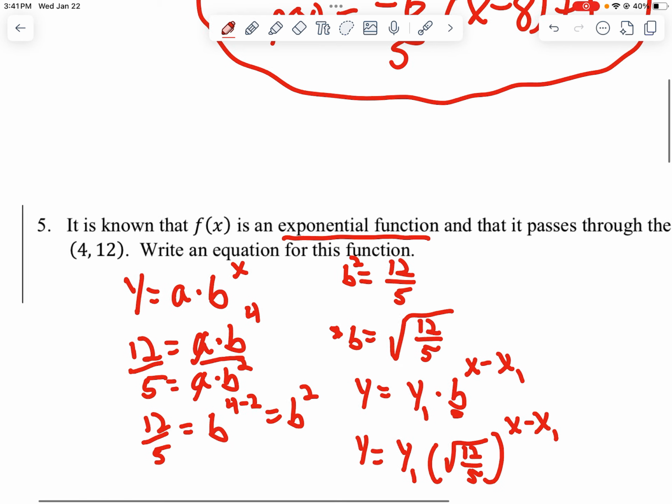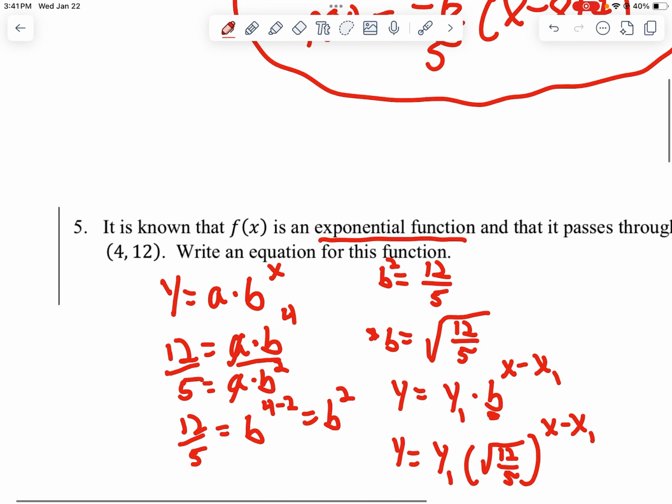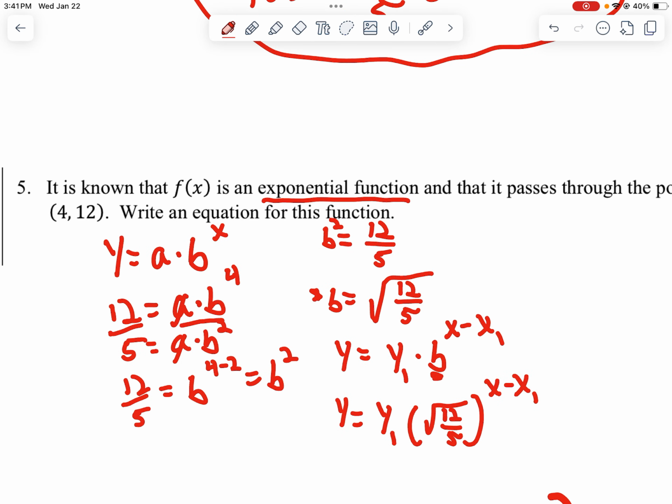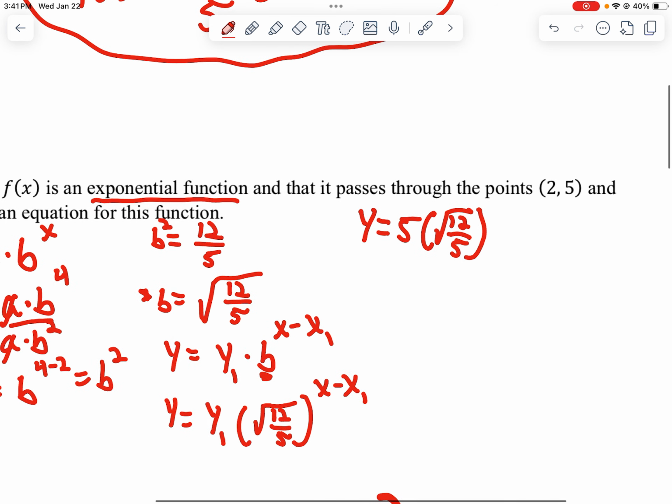That is, we could use (2, 5) or (4, 12). So just to write both, you only have to do one though. (2, 5) would look like this. y is 5 at the point (2, 5). The base is the square root of 12/5, to the power x minus 2. Okay, that's one. And maybe that should have been f of x, not y. You won't get docked points if you write y.